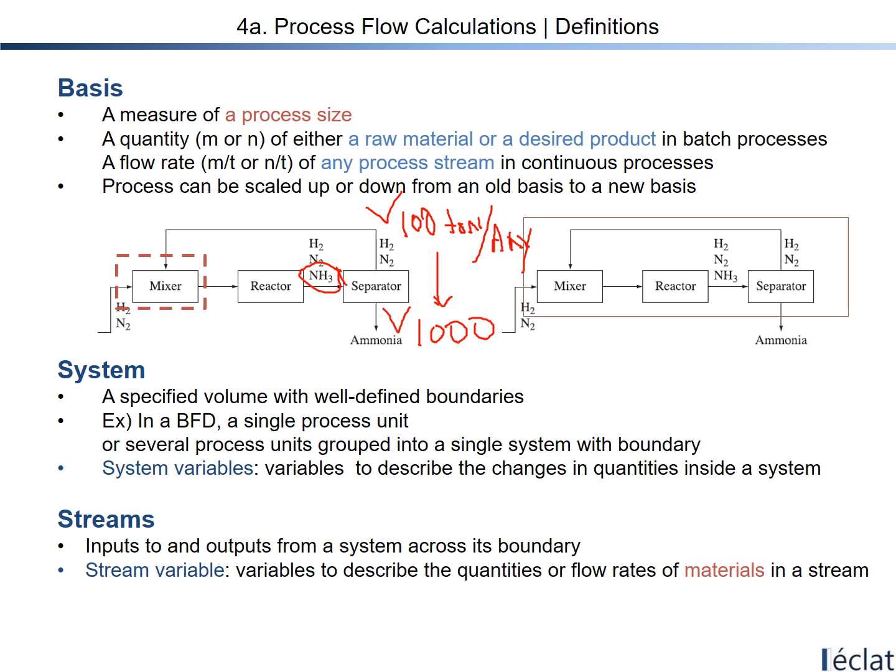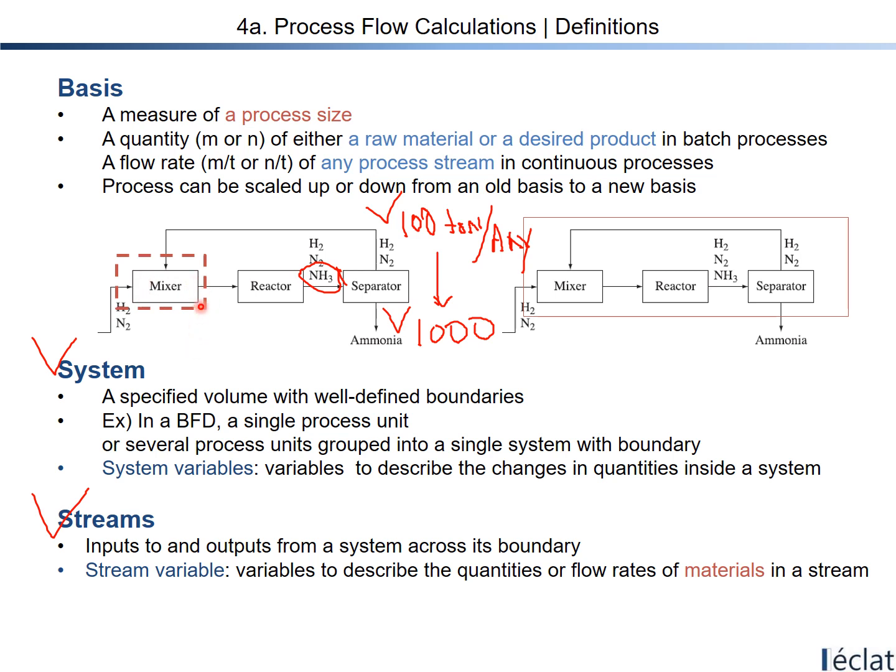The next things you should memorize are system and streams. The system should be defined for calculation. A system is defined as a specified volume with well-defined boundaries. In this ammonia process, we have 3 units. So the mixer can be taken as the system. This mixer has a very clear boundary, and something is introduced into this boundary, or something is going out of this boundary. So in this first case, the mixer is the system.